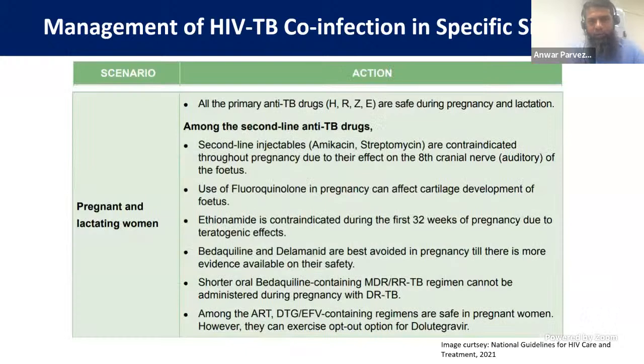This is again a similar thing. For pregnant and lactating women, usually there is no problem as such. The first-line anti-TB drugs are safe in pregnancy and lactation. Among the second-line drugs, injectables are contraindicated because they can cause serious 8th nerve palsy and auditory issues in children. Fluoroquinolones in pregnancy can also affect cartilage development. Ethionamide is contraindicated in the first 32 weeks of pregnancy. Bedaquiline and delamanid, thankfully, are safe in pregnancy, and they are very important these days. The shorter bedaquiline-containing regimen cannot be administered during pregnancy, because of the other drug combinations in the oral regimen.